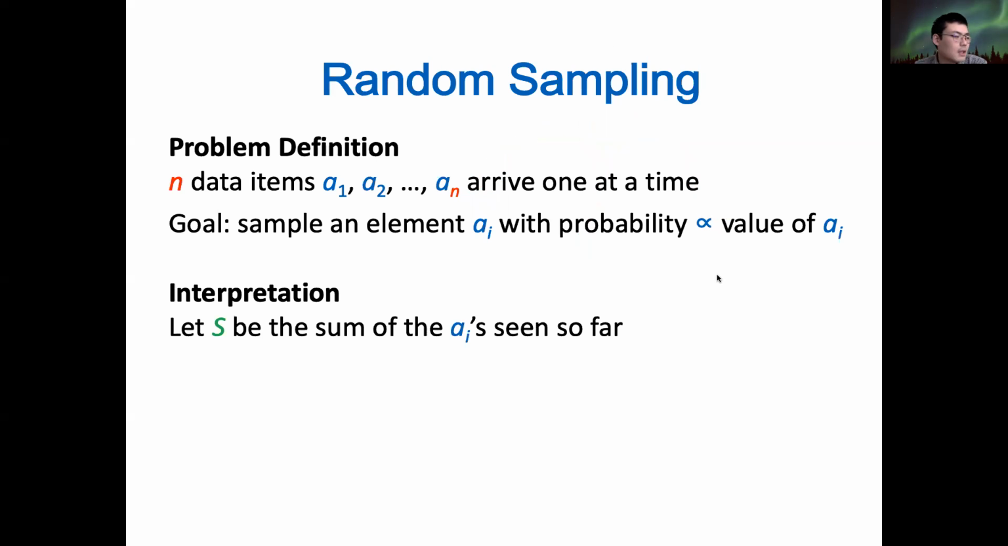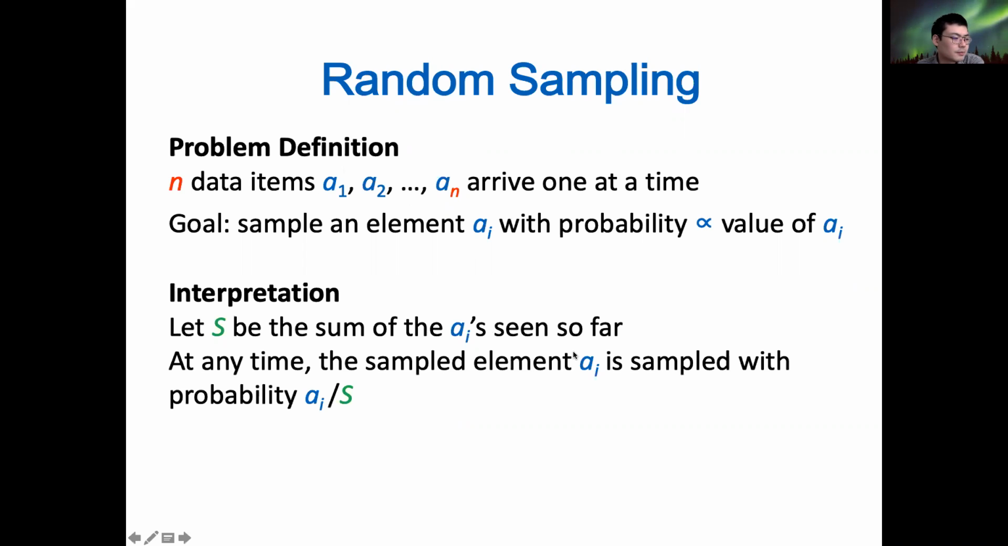Okay. So the answer is, let's do some interpretation. Let's assume that S, this green S, is the summation of all the values we see so far. Remember, they are weights. Okay, we need to normalize the weights to the probability. So the summation is like the normalization factor. Okay? So what we want is at any time, let's say now we see A1, A2 to A_i, where i is any i. The sampled element A_i is sampled with probability A_i over S. So apparently, let's assume that right now I have A1, A2 to A_i.